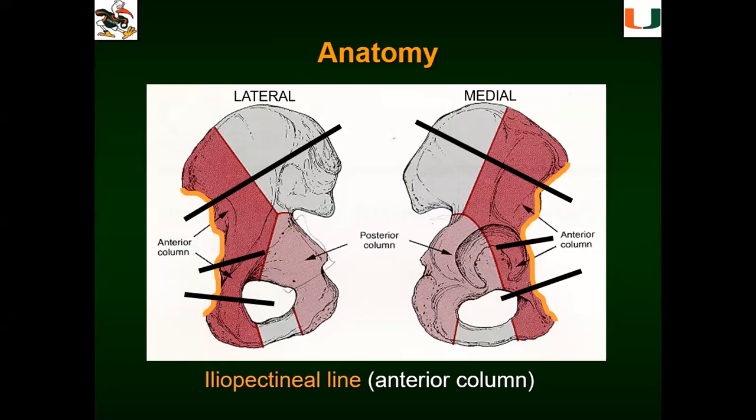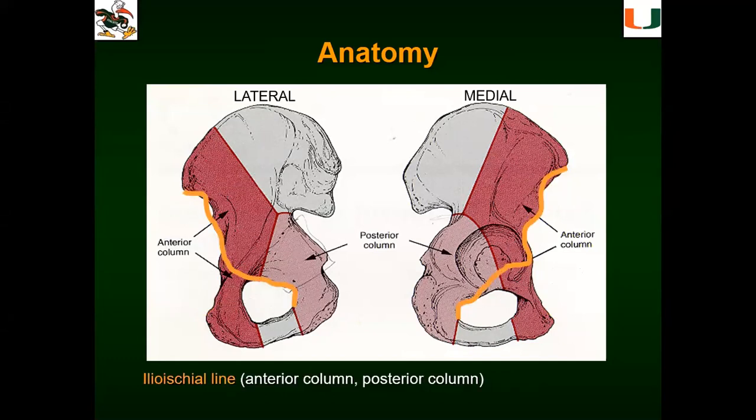But for our classification system, as you'll see in a few minutes when I show you some examples, we have to be mindful as to where that iliopectineal line is disrupted. In terms of the ilioischial line, again, it is the domain of the posterior column, but you can also have disruption of the ischial line in an anterior column injury as well. So here are the different types or the main fracture lines that you can get through this. Obviously, there's going to be comminution involved, as I'll see in a second.